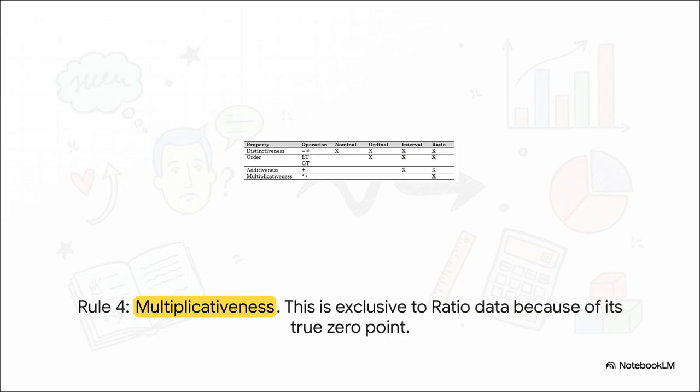And finally, we've reached the top of the mountain, the most exclusive club of all, multiplicativeness. This property belongs only to ratio data. And why? Because of that true zero we keep talking about. An inventory of 20 units is truly twice as much as 10 units. A price of $50 is exactly half of $100. This is the only place you can make those powerful ratio comparisons.